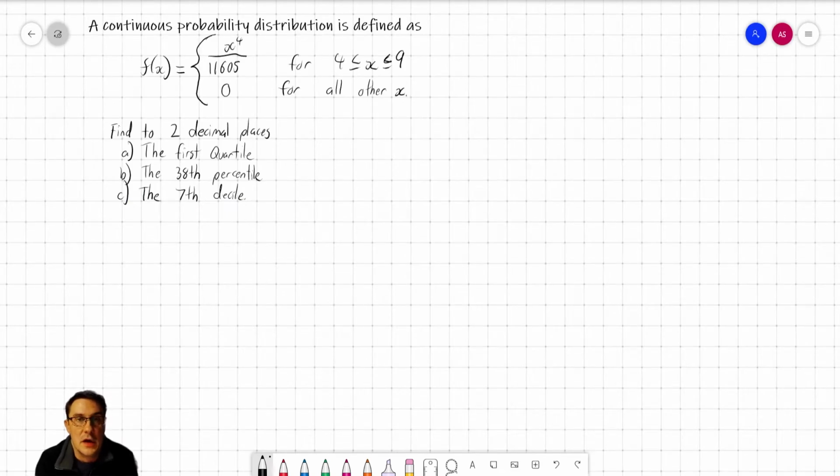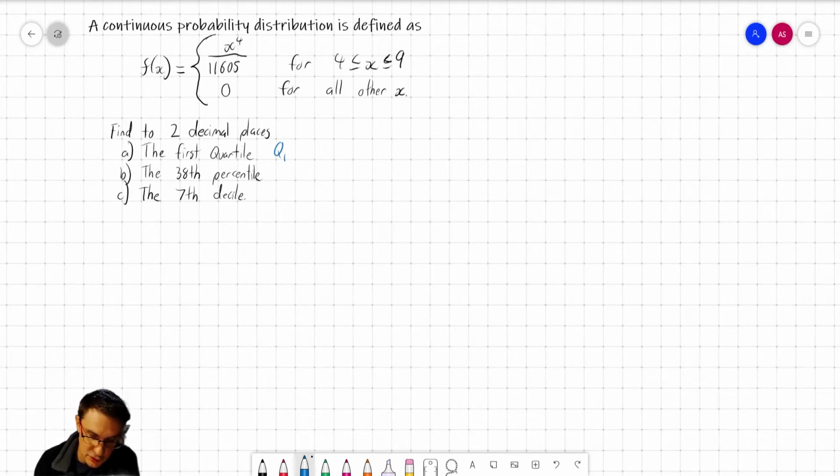And we have another example here now where we're told a continuous probability distribution is defined as f of x is equal to x to the power of 4 over 11,605. And this is for the domain between 4 and 9. And that for all other values of x, that's going to be equal to 0. And so from this, we're asked to find 3 things here, to 2 decimal places. The first one is the first quartile.